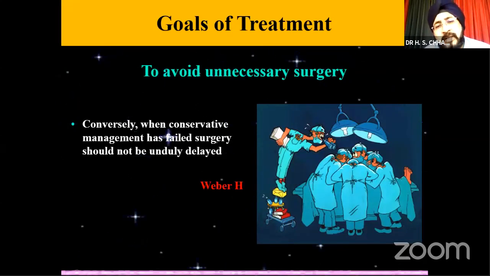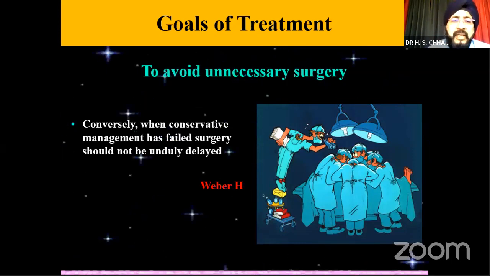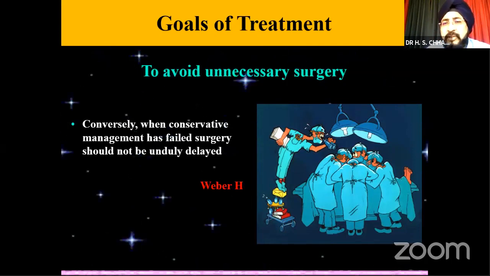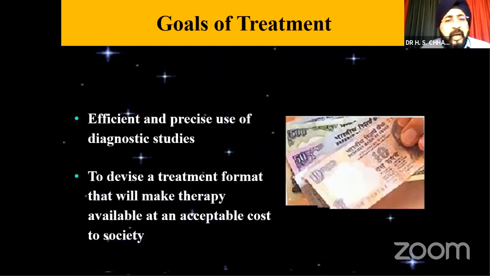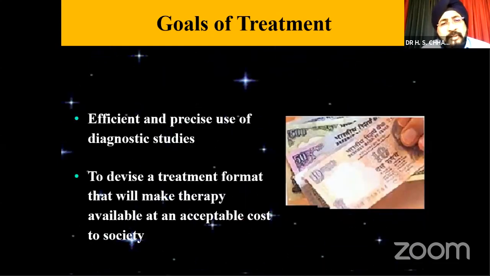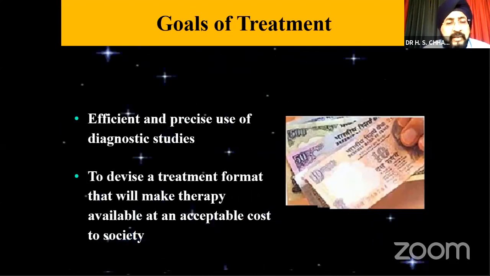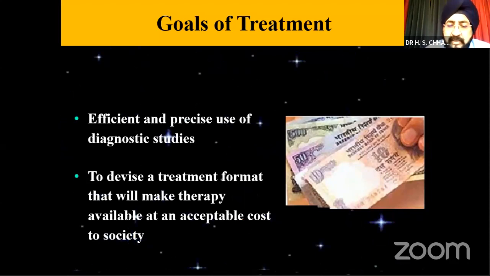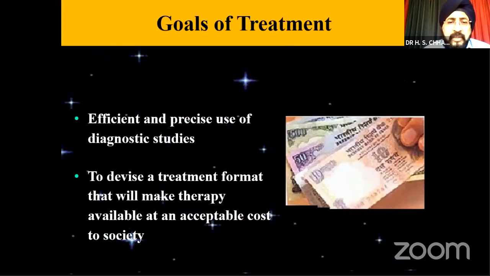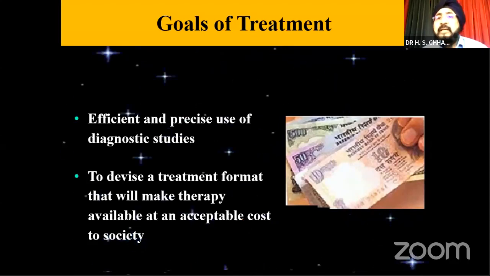Also, you should understand that if conservative management has failed and you delay the surgery, then also the outcome would not be good. So you have to plan very well. One of the other goals of treatment would be efficient and precise use of diagnostic studies and to devise a treatment format that will make therapy available at an acceptable cost to the society. So those, in a nutshell, would be the goals of treatment. I hope the panel agrees in this regard.